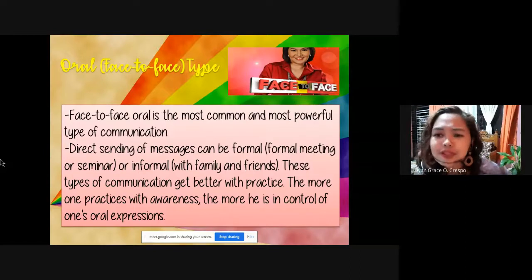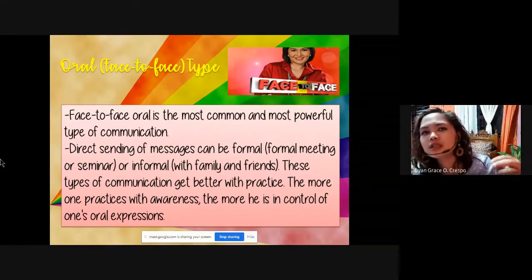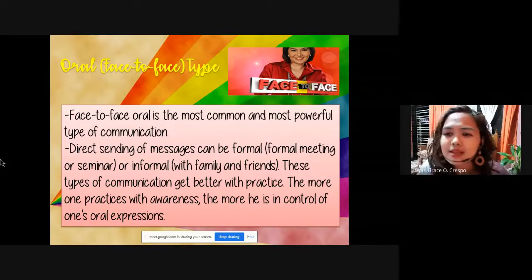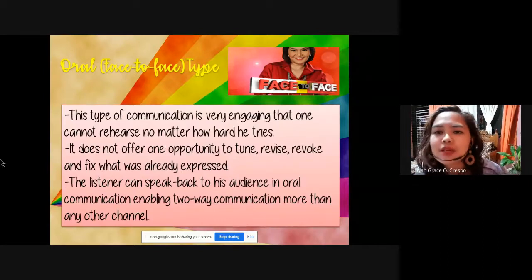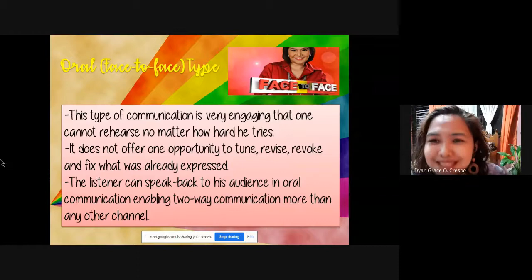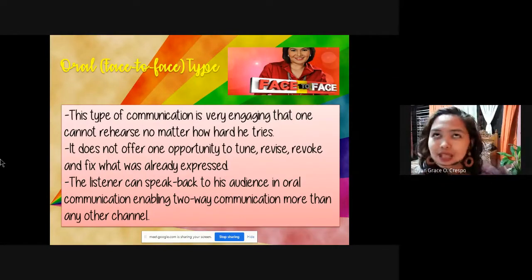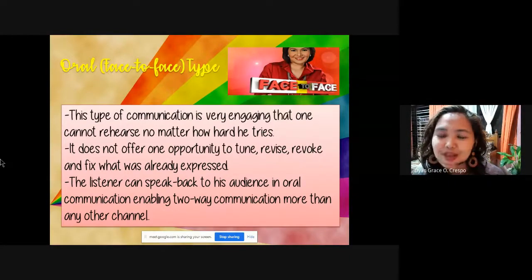So, you can get from different inspirations. You could search for a lot of things. As long as you could practice it, incorporate it, well, that would be better. This type of communication is very engaging that one cannot rehearse no matter how hard one tries. So, for example, okay, sige, ganito, sabi mo sa sarili mo, okay, sa seminar, I will say, hep, hep. Okay, kaso nga lang, it's out of context, walang nag-hooray. Pero sa practice mo, nag-hep, hep ako, pero may nag-hooray.